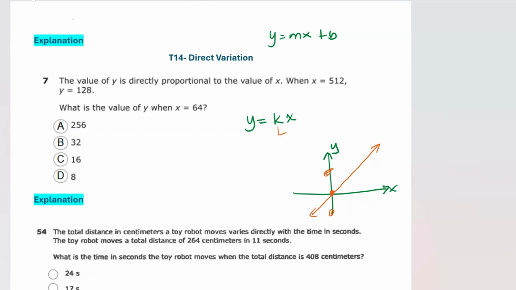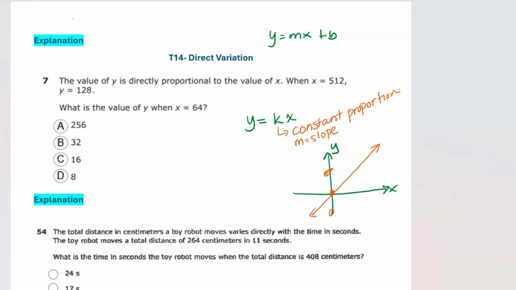Now, k is your constant of proportionality. It means k is your slope. K is your slope. It's like rise over run. Here we go. Let's start the problem here.